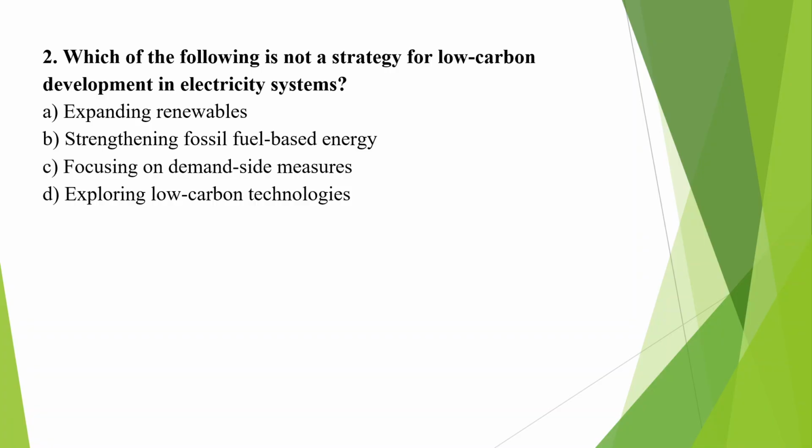The strategy includes rational utilization of fossil fuels, though that is not strengthening their use, and the focus remains on the renewables and energy efficiency. That's why option B can be discarded out of the 4 options. So both of you are absolutely correct. Let's move to the third question then.